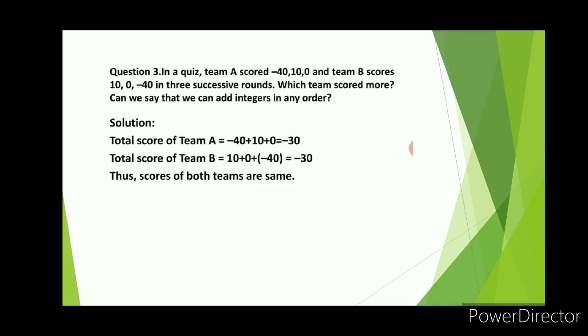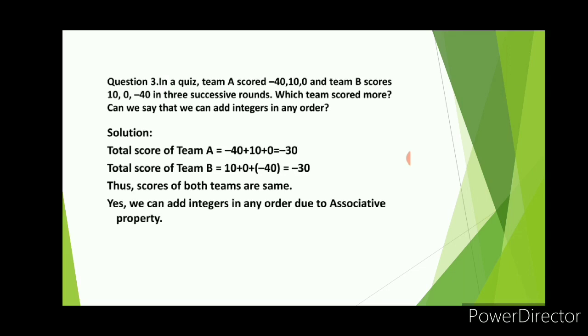The second question is, can we say that we can add integers in any order? Yes, here minus 40, 10 and 0 are added in a different order. Yes, we can add integers in any order due to the associative property. In the associative property, we group in a different manner and add, and then also we get the same answer on both sides. So that property we are applying here. According to that property, yes, we can add integers in any order. Understand? Copy down.